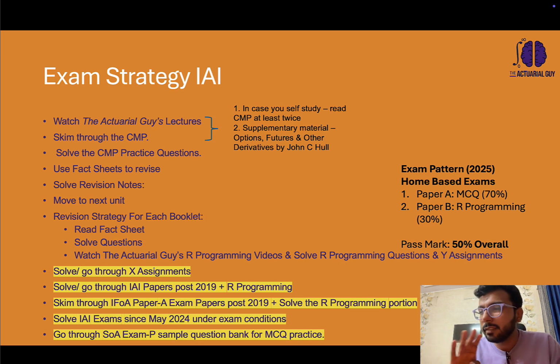Exam P has a significant overlap with CS1. Again, you need to be careful. A lot of topics there are not relevant for CS1. So if you go through it, you'd realize what is not relevant, leave that out. But whatever is relevant, you can solve those questions. I will also make a question bank using the SOA questions. So I'll include that in my material, right? So that should be your strategy for IA.